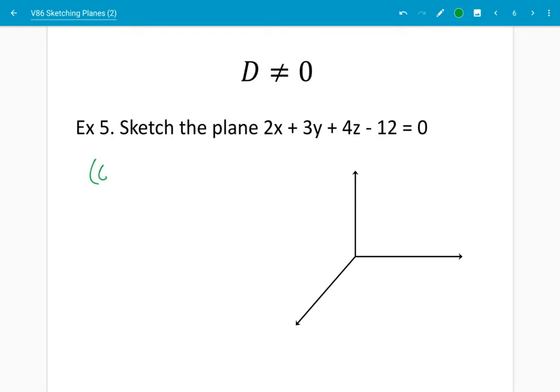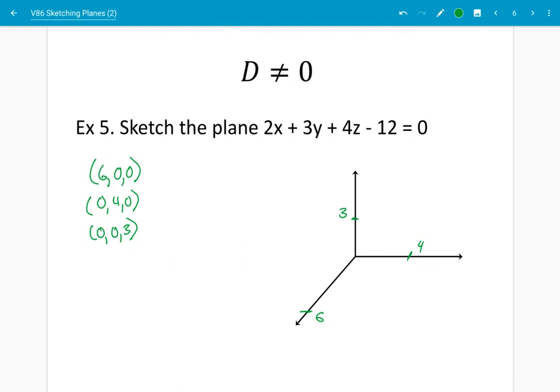So the x-intercept is at 6, 0, 0. The y-intercept is at 0, 4, 0. And the z-intercept is at 0, 0, 3. So 3, 4, and 6.